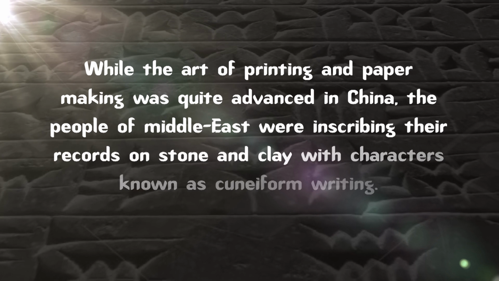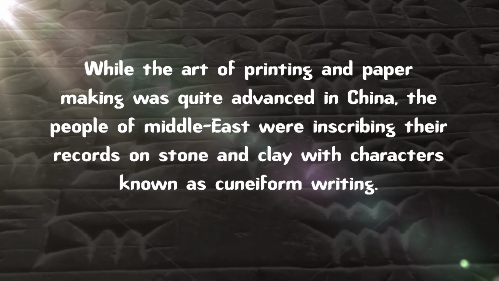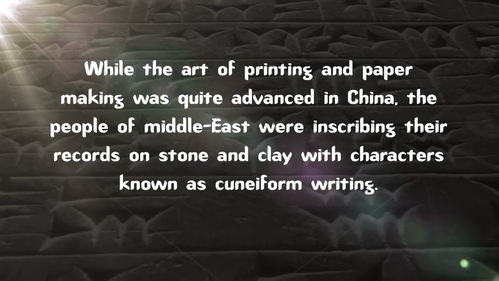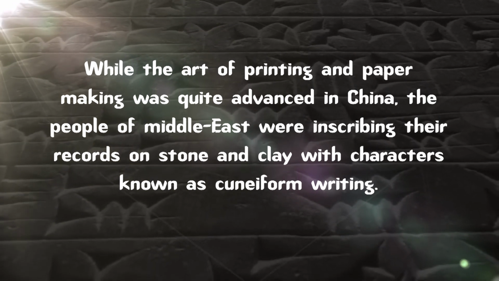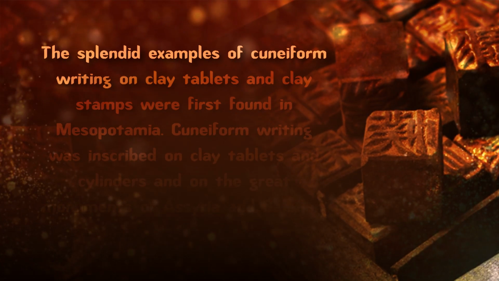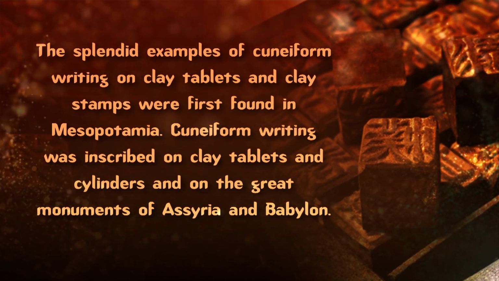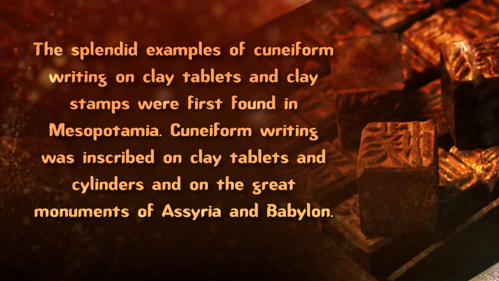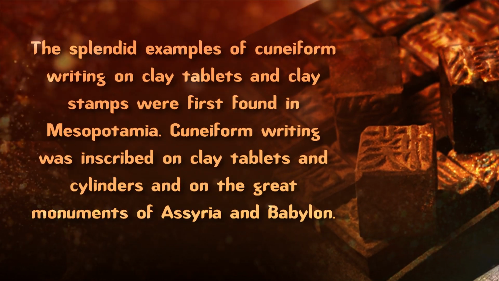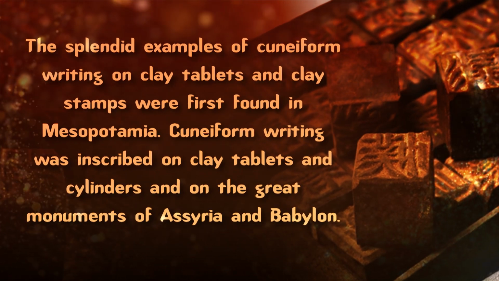While the art of printing and paper making was quite advanced in China, the people of the Middle East were inscribing their records on stone and clay with characters known as cuneiform writing. The splendid examples of cuneiform writing on clay tablets and clay stamps were first found in Mesopotamia. Cuneiform writing was inscribed on clay tablets and cylinders and on the great monuments of Assyria and Babylon.